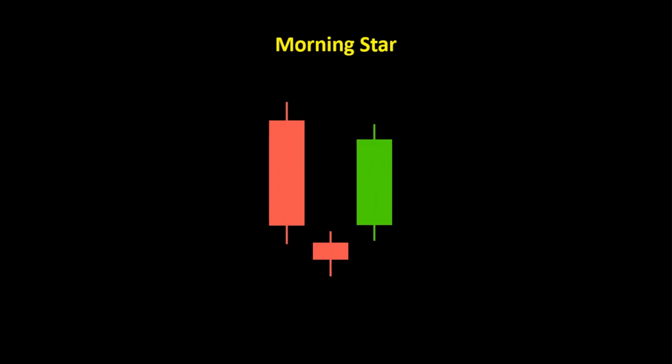The first triple candlestick pattern is the morning star, which is a bullish reversal pattern composed of three candles. The first candle is a large bearish candlestick, reflecting strong selling pressure. The second candle is a small-bodied candle. It can be bullish or bearish, and often appears as a doji or a spinning top, indicating market indecision. The third candle is a strong bullish candlestick that closes well into the body of the first candle, confirming a shift in sentiment. The morning star typically appears at the bottom of a downtrend. It signals a potential shift from bearish momentum to bullish strength.